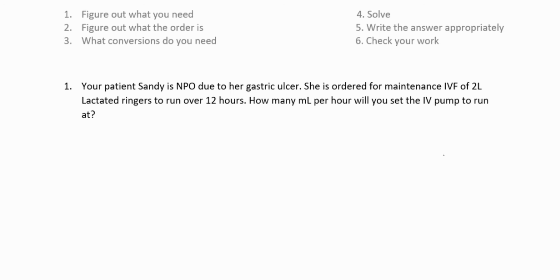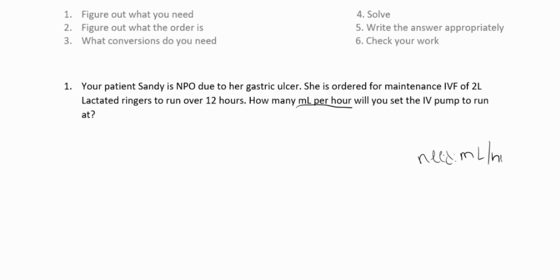All right, now let's run through a problem where we're going to have to solve for milliliters per hour, or how we're going to set the IV pump. So your patient Sandy is NPO due to her gastric ulcer. She's ordered maintenance IV fluids of 2 liters lactated ringers to run over 12 hours. How many milliliters per hour will you set the IV pump to run at? All right, first things first, what do we need? We are going to solve for milliliters per hour. That's what we want to end up with.